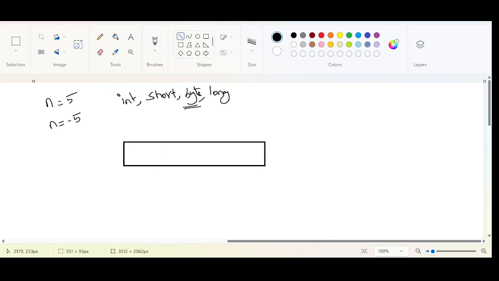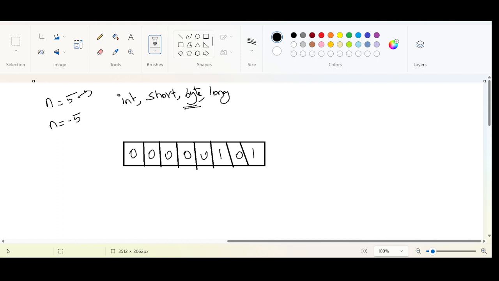If you want to store the number 5, the positive number 5, using the byte data type, it is very simple. This is going to be 0, 0, 0, 0, 0, 1, 0, 1. This is the binary representation of number 5.